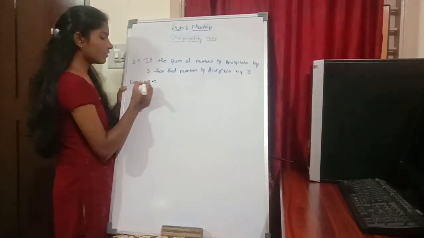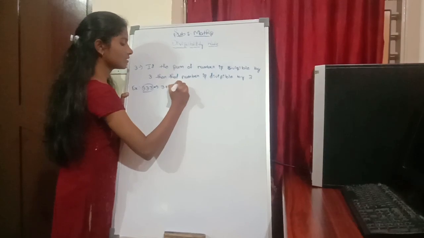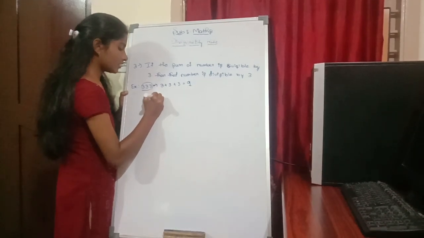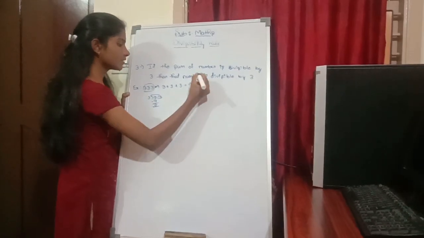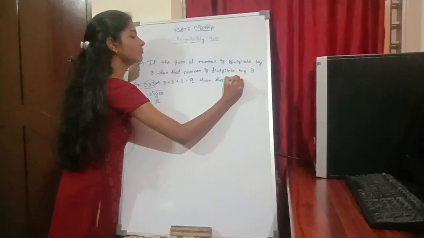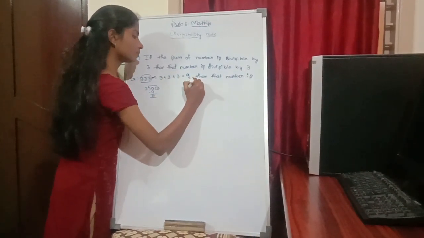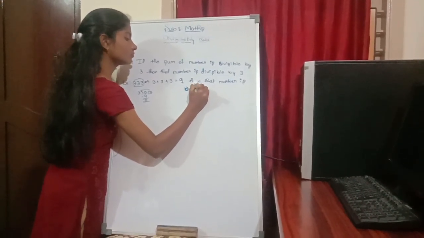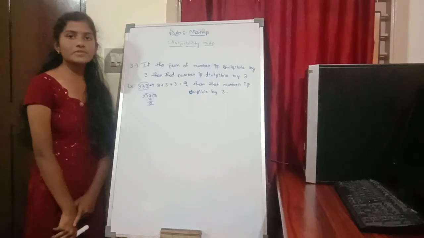For example, we take 333. Here first we add these 3 numbers. 3 plus 3 plus 3. 3 plus 3 is 6. 6 plus 3 is 9. Here 9 is completely divisible by 3. Then that number is divisible by 3.